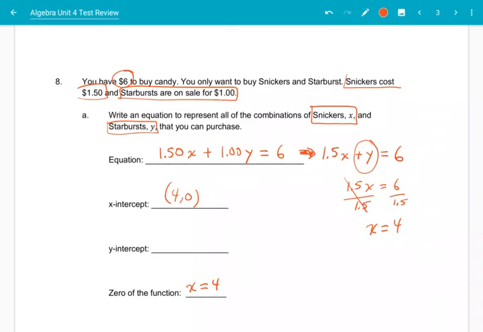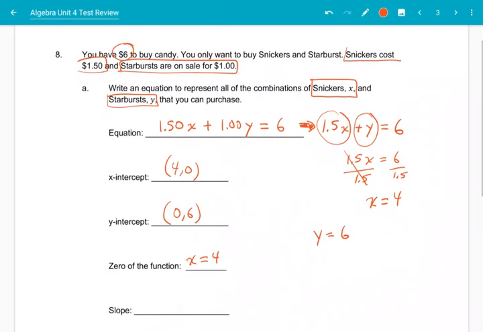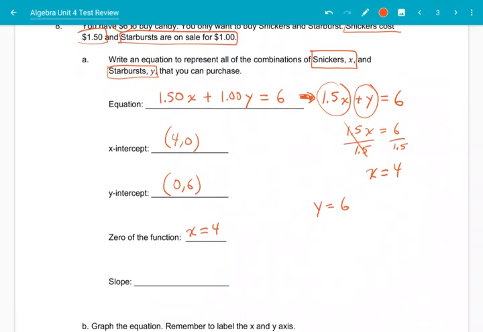Let's do the y-intercept. That'll set this piece to 0. So if that's the case, then it's just y equals 6. That's easy. So this is 0, 6. And that's it. That is our entire... Oh, we need to find the slope. Let's find the slope.